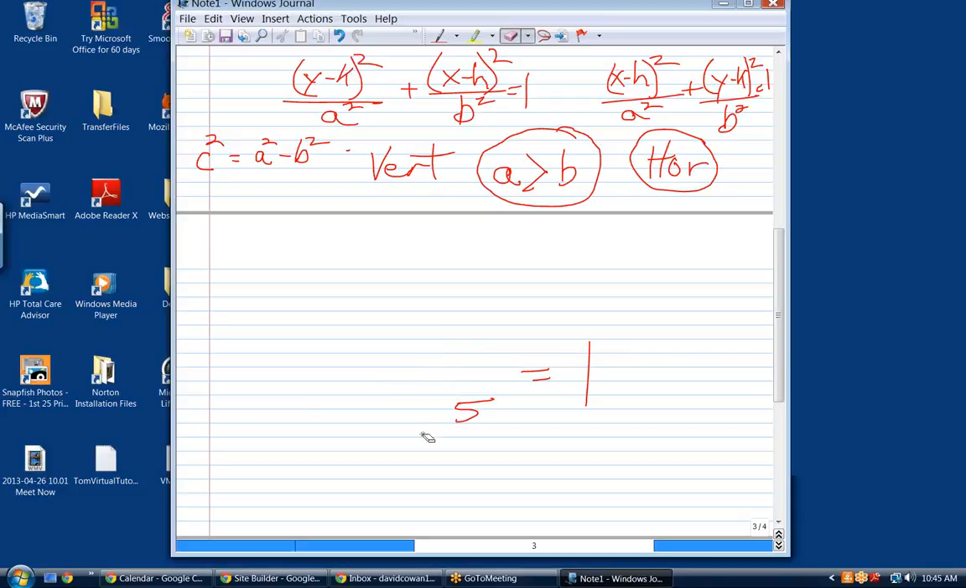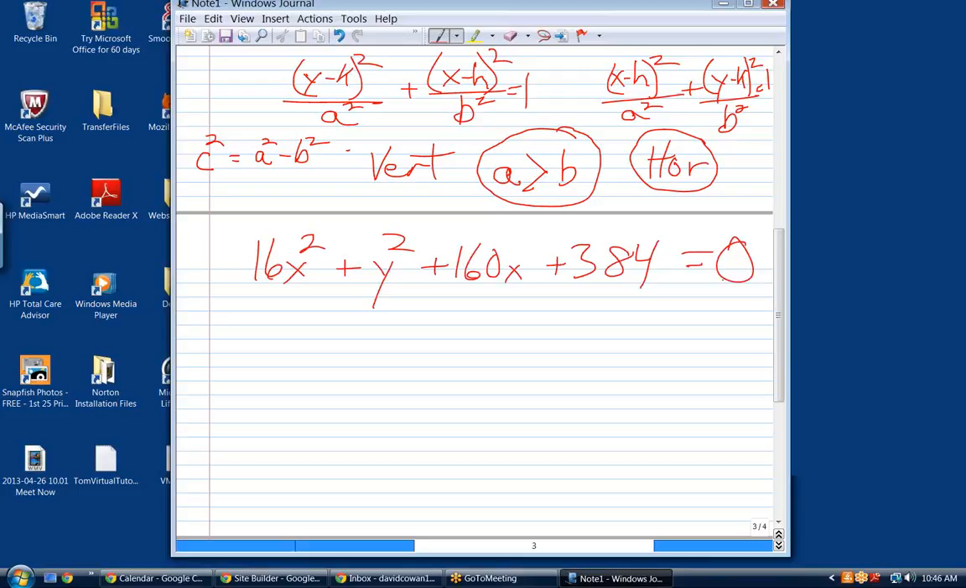I can actually just start typing these in. It might be good. Go ahead and read it again. So the 16x squared plus y squared plus 160x plus 384 equals 0.